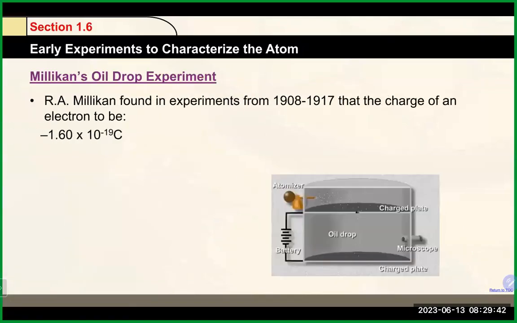Here's a much prettier picture than what I drew. The charge of an electron was found here to be that number right there, minus 1.6 times 10 to the minus 19. So again, the oil droplets were atomized, coming in here, and by adjusting these charge plates, he was able to suspend that oil droplet in the chamber and ultimately figure out the charge of that electron.